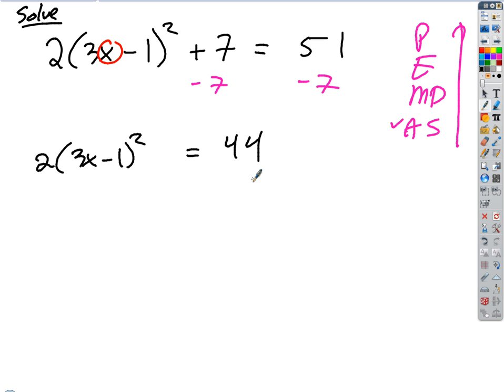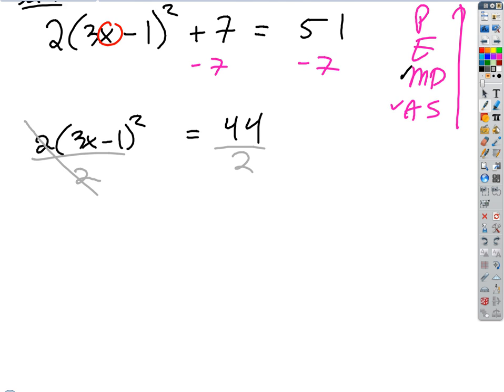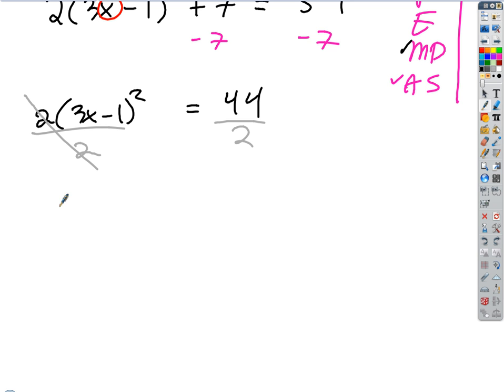Our goal is to get rid of that 2 from this side and incorporate it into this side, right? So we will divide both sides by 2, because dividing by 2 undoes multiplying by 2. Agreed? Okay? And so now we're left with, at this point, okay, good question. The question is, when I divide by 2, how come it doesn't change the 3x minus 1 squared? Let's look at an example with numbers.